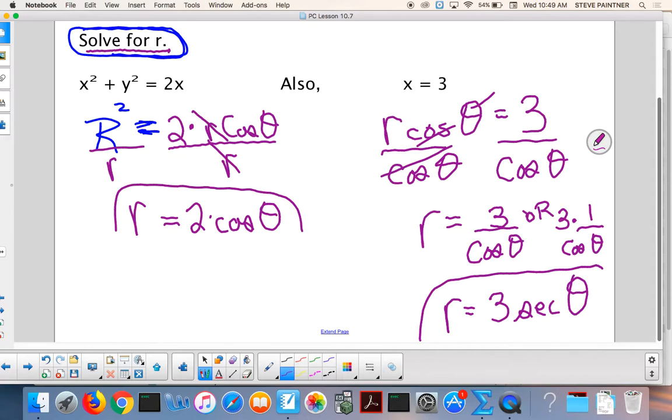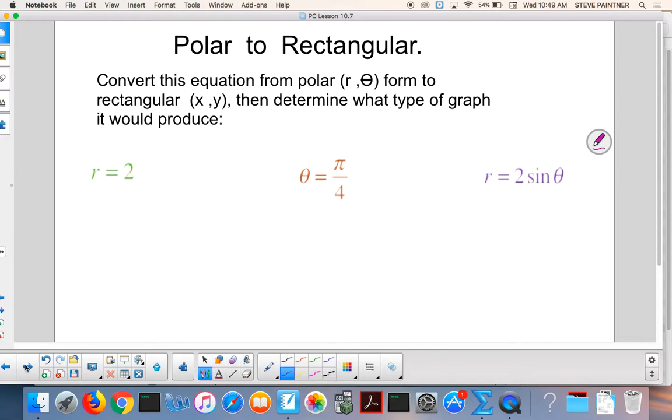Well, what's next? Polar to rectangular. Okay, so here we go. Polar to rectangular. Convert this equation, r equals 2, from polar, r theta, to rectangular, xy, then determine what type of graph it would produce. So in this version, they actually say, what kind of graph is this? And you'll see in a second. Okay, so we've got r equals 2. I'm waiting. You can't have r's. Get rid of it.